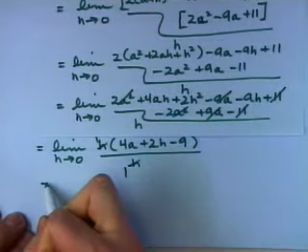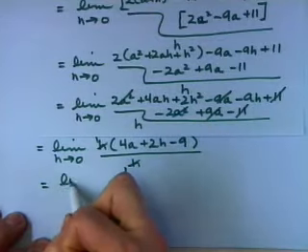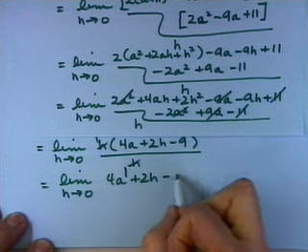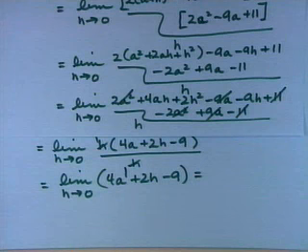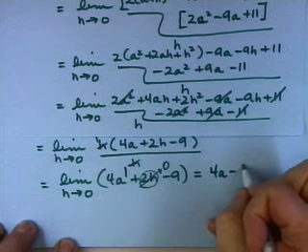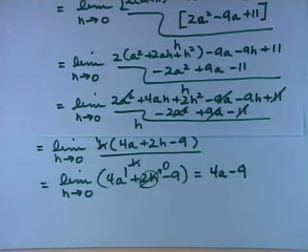And now we have the limit, as h is getting very close to 0, of 4a plus 2h minus 9. What happens to that stuff as h approaches 0? Okay, we lose this term because h is getting smaller, so that term disappears, so it looks like we've got 4a minus 9. Is that okay?